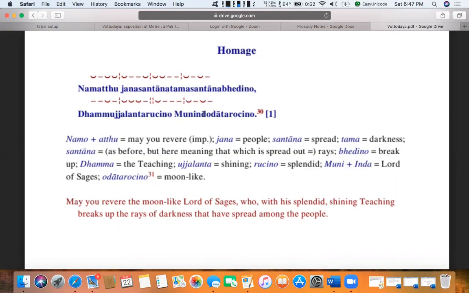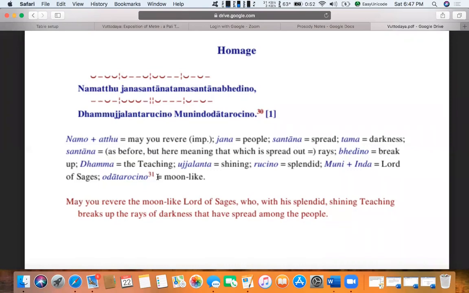Odata Rochino, the meaning is given as moon-like, because Odata means clean and Rochi or Ruchi means rays. So he who has clean and clear rays is called Odata Rochi. It actually refers to the moon, but here it refers to Lord Buddha, who is similar to the moon. That's why the meaning is given as moon-like.